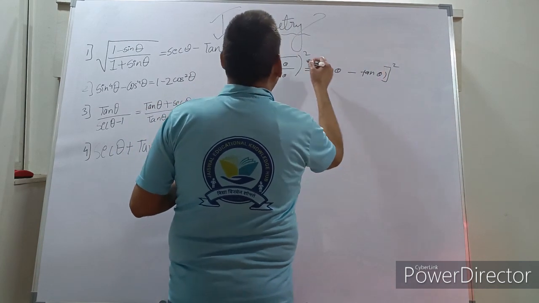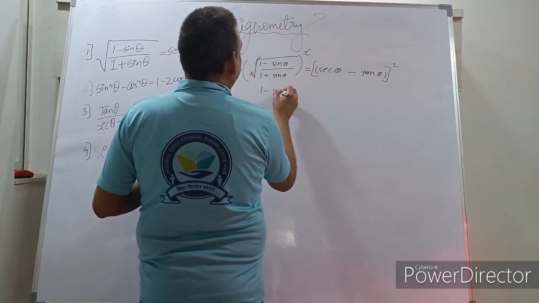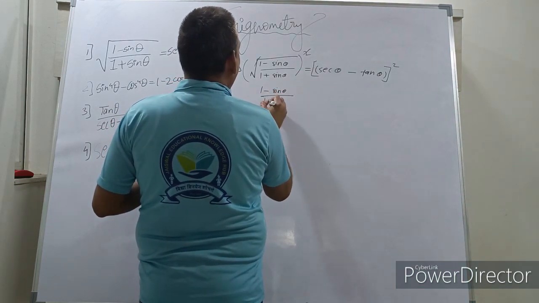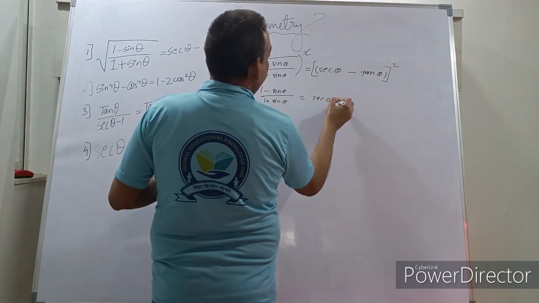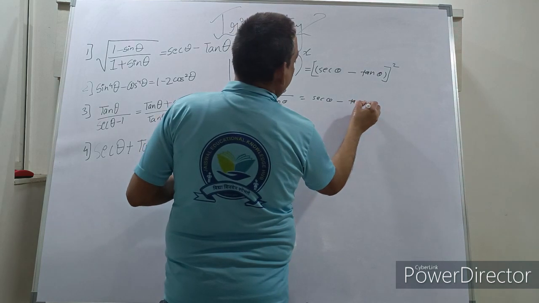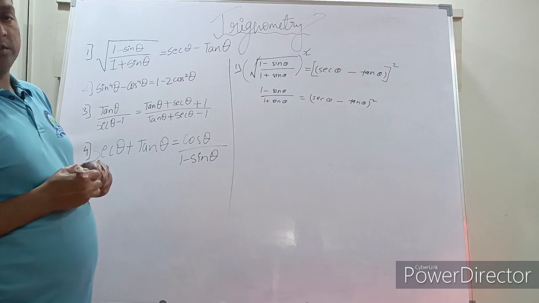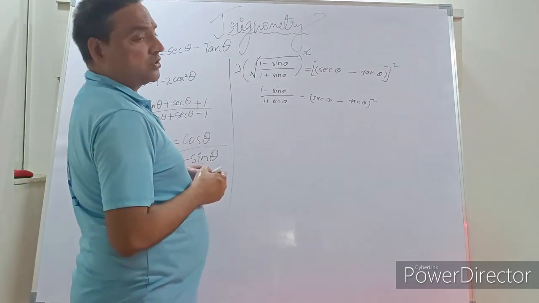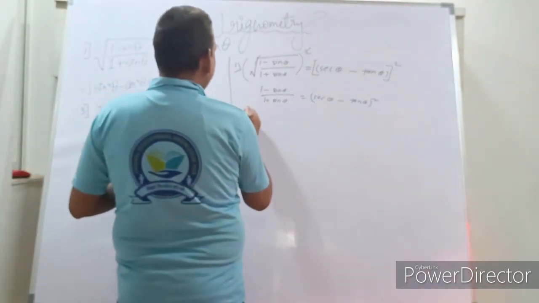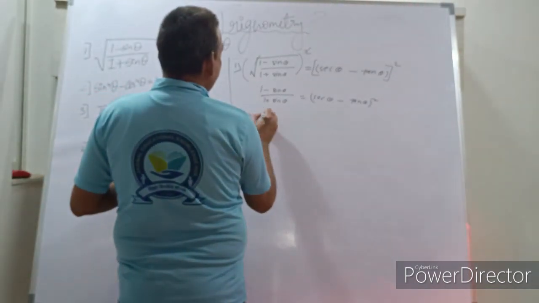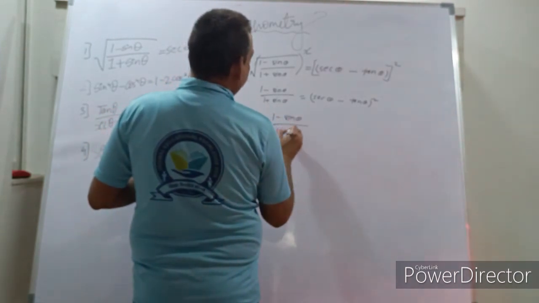Okay, so once we square, this square and this square root cancel. Indirectly we have to prove that (1 minus sin theta) upon (1 plus sin theta) is equal to (sec theta minus tan theta) the whole square. So now we'll take the LHS, left hand side, (1 minus sin theta) upon (1 plus sin theta).